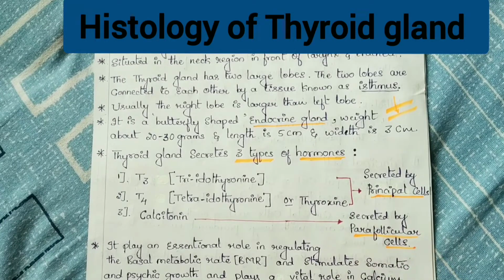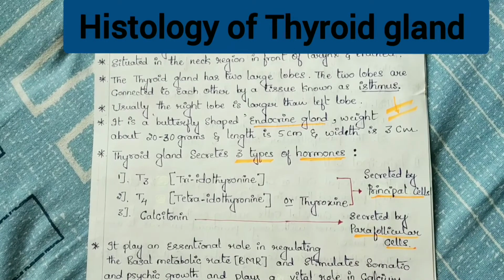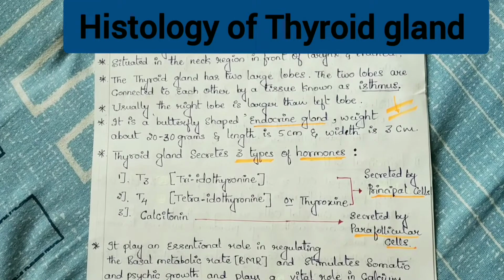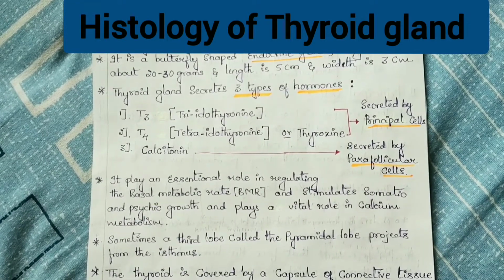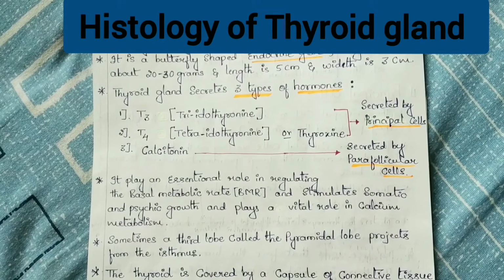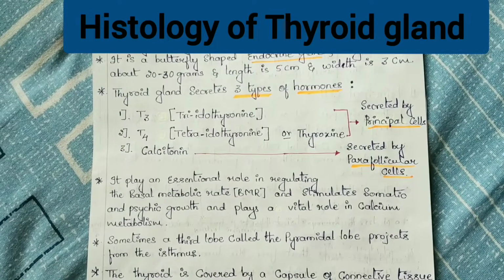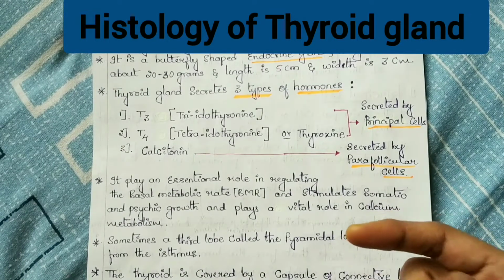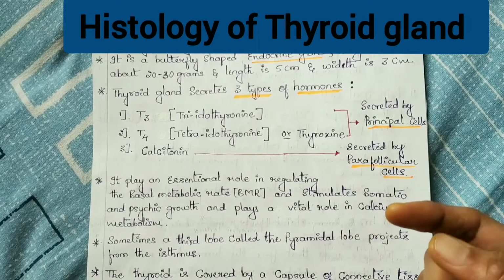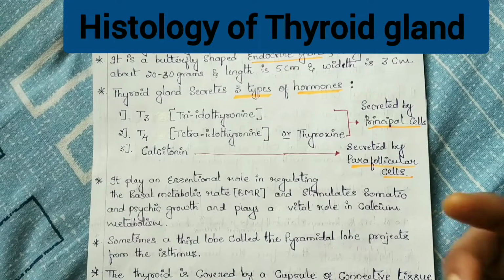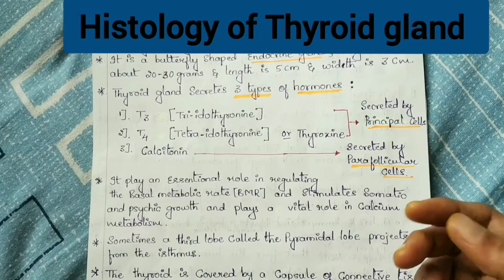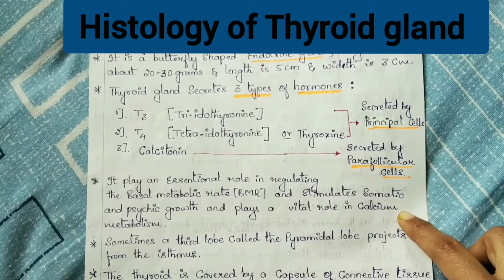That's some of the external anatomical points on thyroid gland. Now we will move on to some other points. This thyroid gland plays an essential role in regulating the basal metabolic rate, that is BMR. It stimulates somatic and cyclic growth and plays a vital role in calcium metabolism.